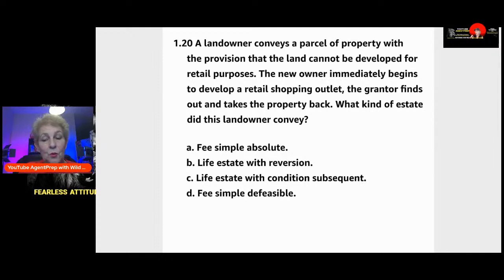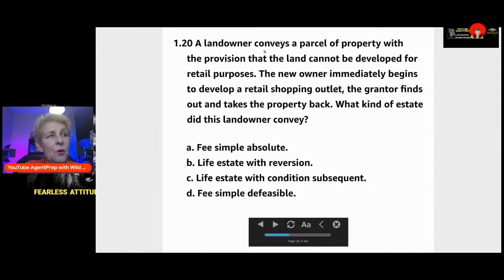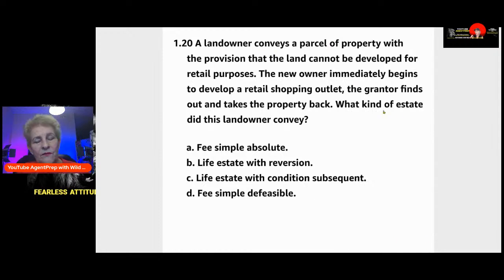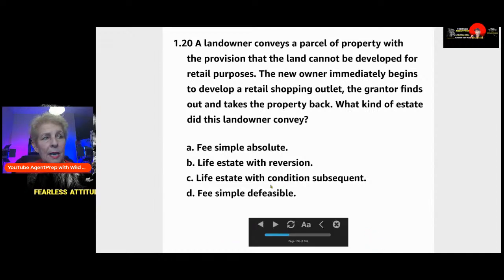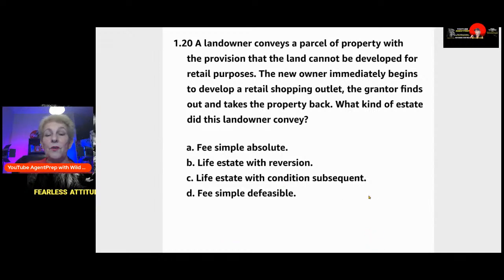All right, we've got D and C. Let's look at this. It says a landowner conveys. When you convey, you're giving it, you're transferring title, you're transferring ownership, but there is a red flag condition on it. It doesn't come with a limit. A life estate has a limit. It's for the life of that individual, and it reverts back to the owner.